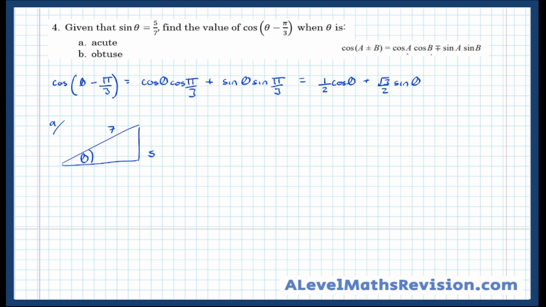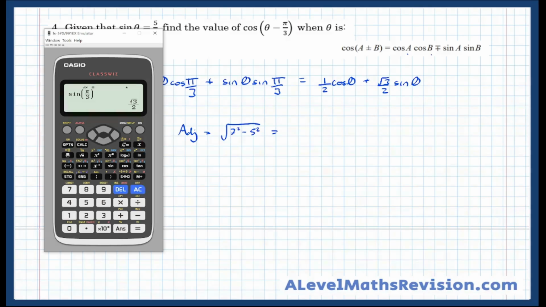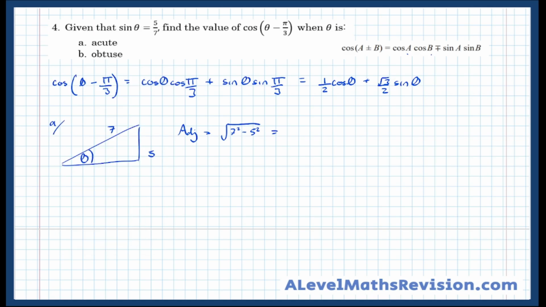But the adjacent side equals the square root of 7 squared minus 5 squared, which is 2 root 6. So the adjacent is 2 root 6. Right, so that means now that cos theta is adjacent over hypotenuse. So adjacent 2 root 6 over 7 is cos theta. And now we have what we need to evaluate this expression here. We know the value of sine theta, 5/7, and we know cos theta is 2 root 6 over 7.